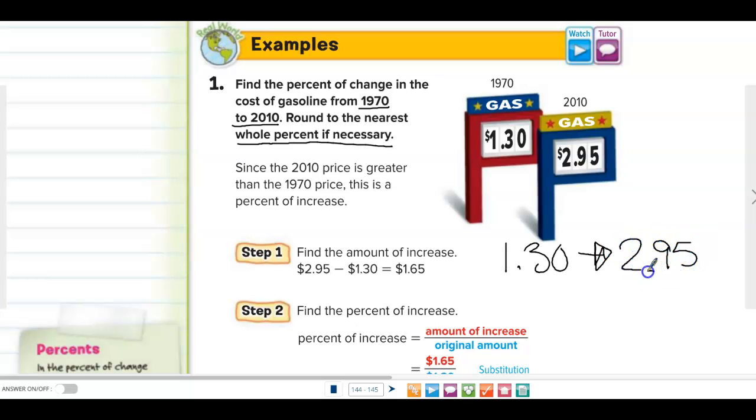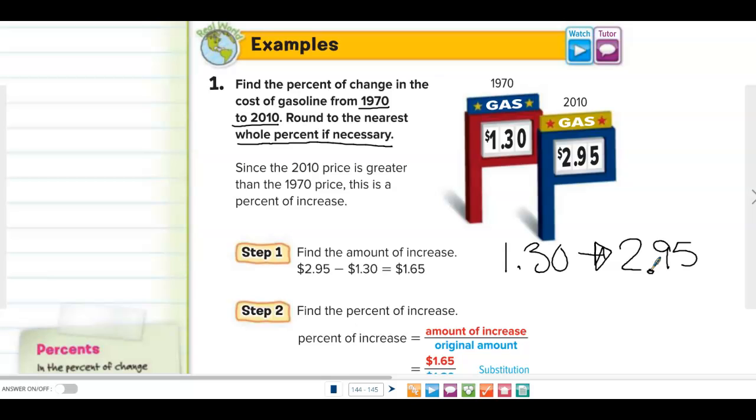So first of all, are we increasing or decreasing? Ashley? I have a question on your book. It says 1970. Yeah, I know. You guys have the different, yeah, it's okay. 1970 yours says 1980, right? Yeah. Same thing. Okay.